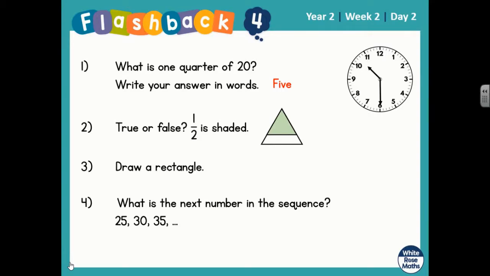The second one, true or false? Half of this triangle is shaded. That's false, isn't it? We know we need 2 equal parts to find a half. Draw a rectangle, that's a really nice one. Many rectangles we could have drawn, an infinite amount of rectangles we could have drawn. I really like the non-standard rectangles that maybe go diagonally across your page. And then number 4, what is the next number in the sequence? We're adding 5 each time, starting at 25, 30, 35, and 40.